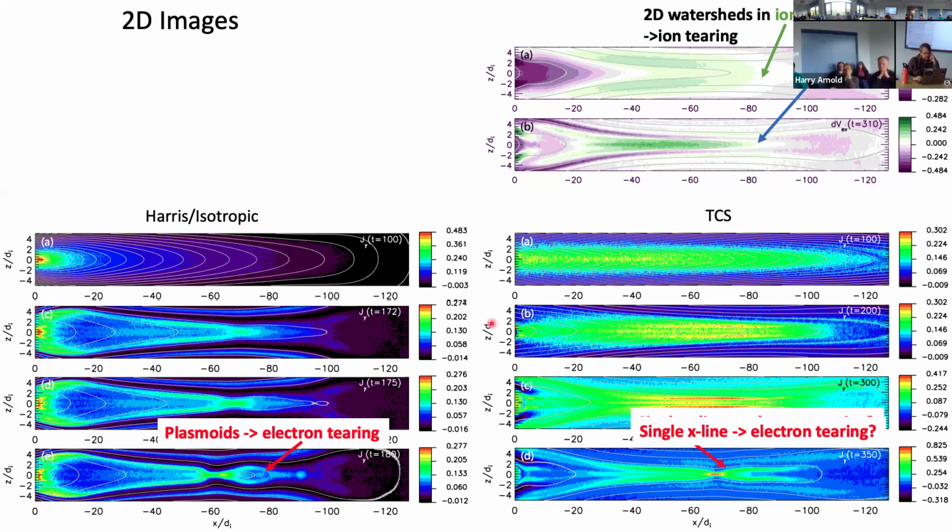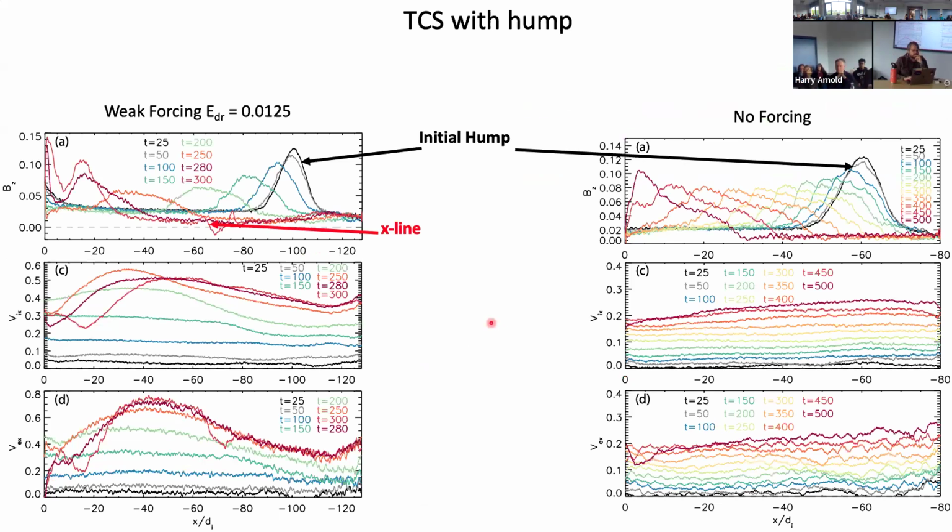Let's go to the next page. Okay. So now if we put a hump in the thin current sheet, so now we're comparing a BZ hump in the thin current sheet with no forcing and with weak forcing. I mean, if you recall, for Harris, even without forcing, you do end up with reconnection. But now in the thin current sheet, without forcing, your BZ hump just moves earthward. The amplitude never increases. You never see watersheds. You never see reconnection.